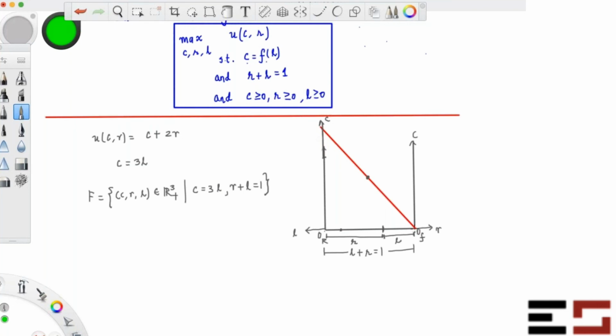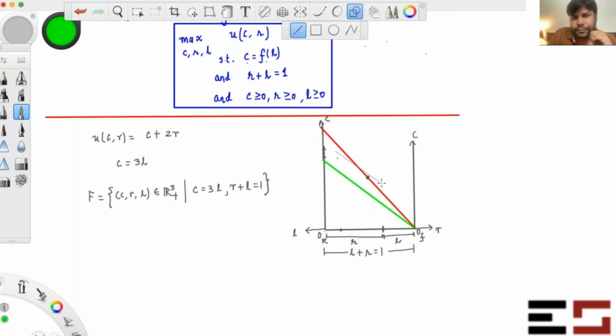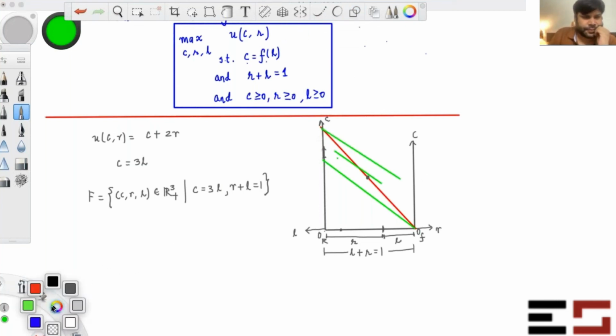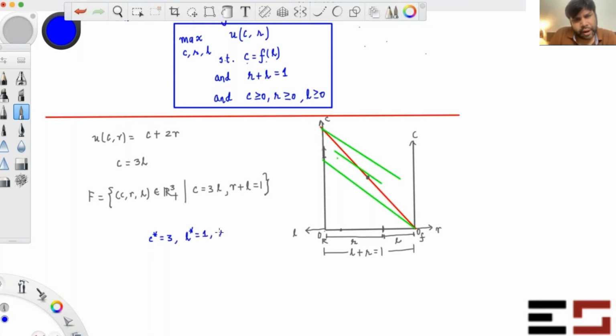So if I draw an indifference curve from here, for example, do you agree it's going to look like this, because it's flatter? Are you maximizing your utility here? No, sir. Very good. You can do better. Can you do even better? Yes, sir. This is it, right? So what is the Pareto efficient allocation? C star would be 3, L star would be 1, and R star would be 0. Very good.